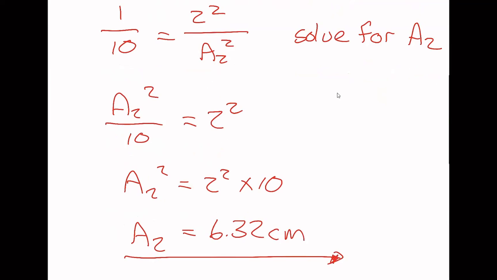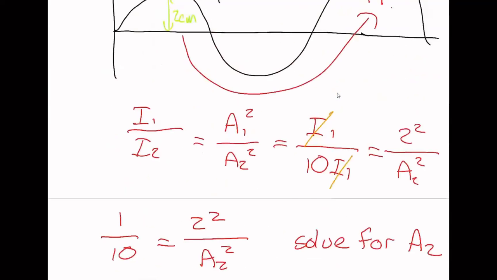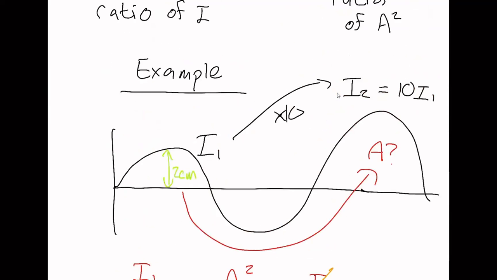Cool. So it's 6.32 centimeters. And what does that all mean in the bigger picture? What that means is, if I go back to my graph, I can now replace A2 with A2 is equal to 6.32 centimeters.